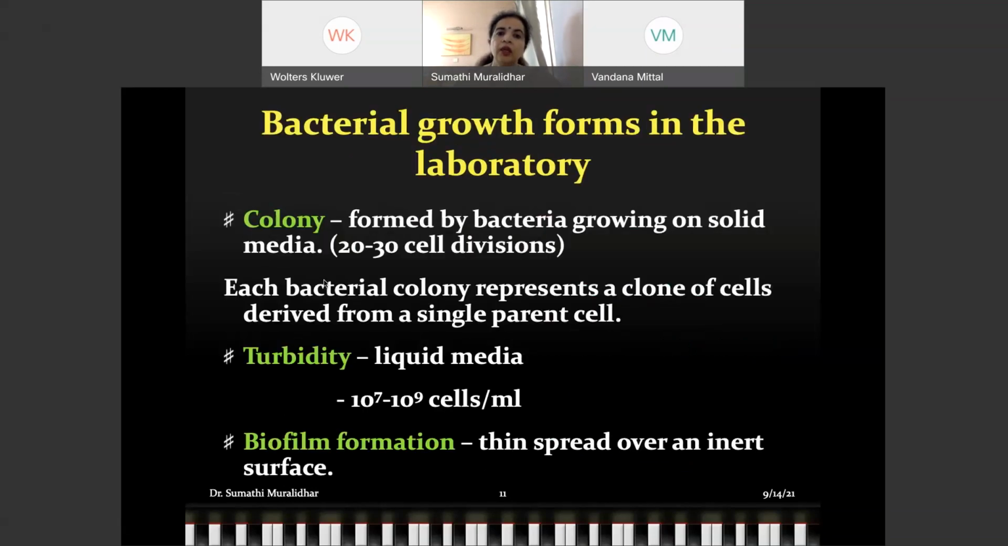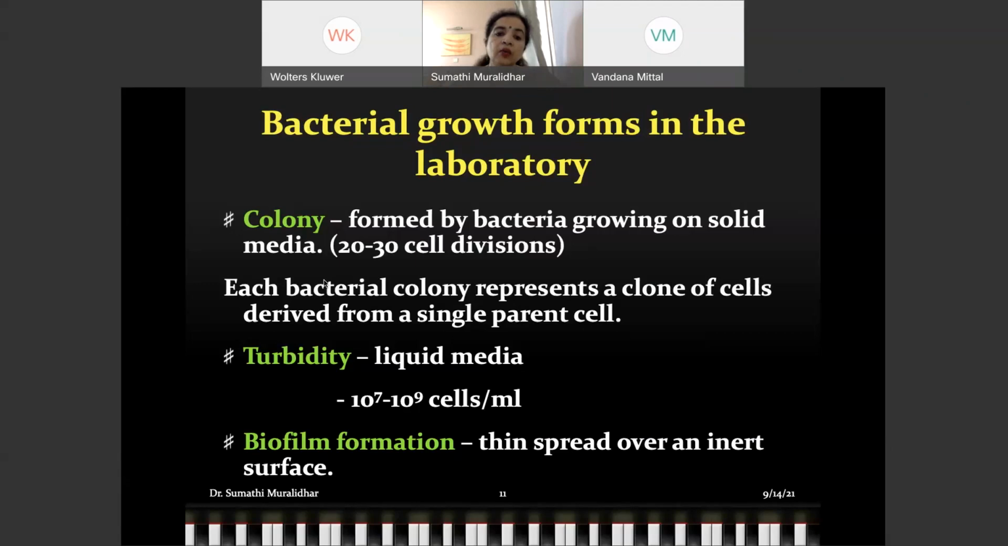Now, the bacteria that grow in the laboratory grow in many forms, depending on the kind of media you use. If you are using a solid medium, that is, you're providing an artificial medium for the bacteria to grow, they form colonies. Colonies means the growth of the bacteria. I'll show you a few figures later on. So they are formed by growth of the bacteria on the solid medium.